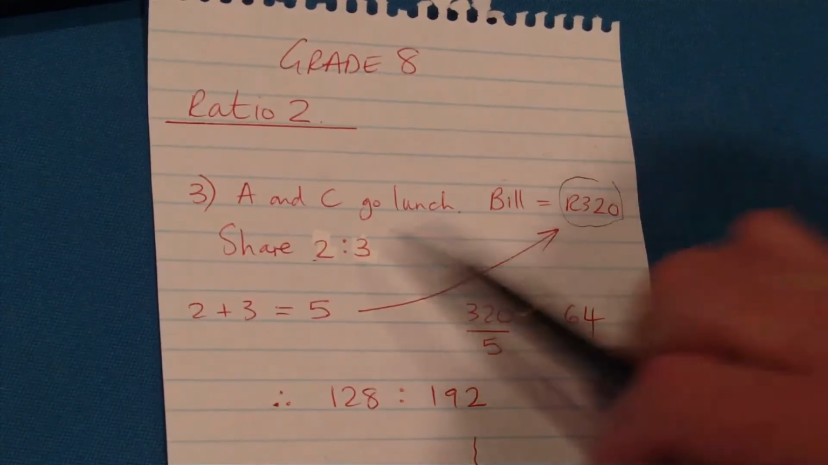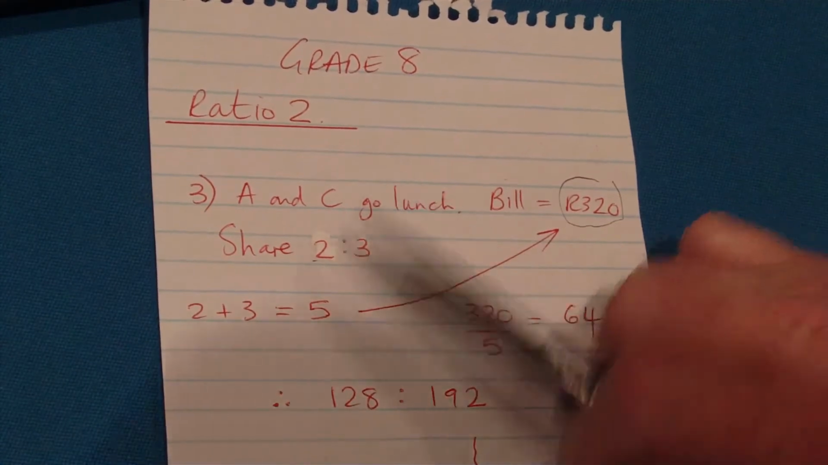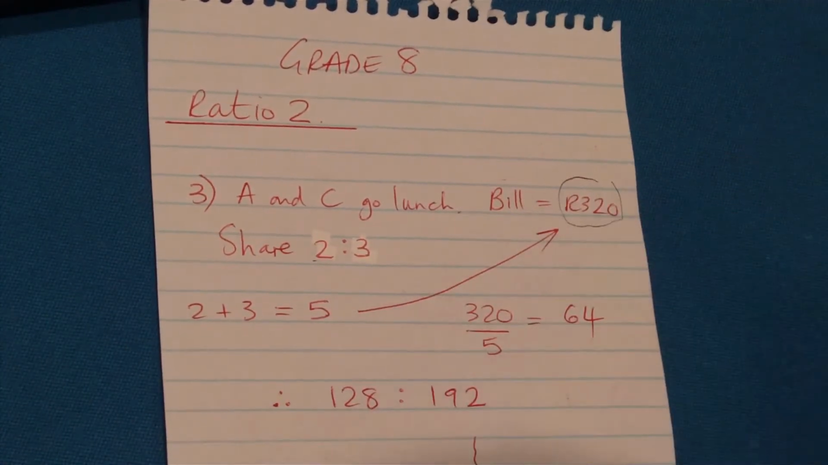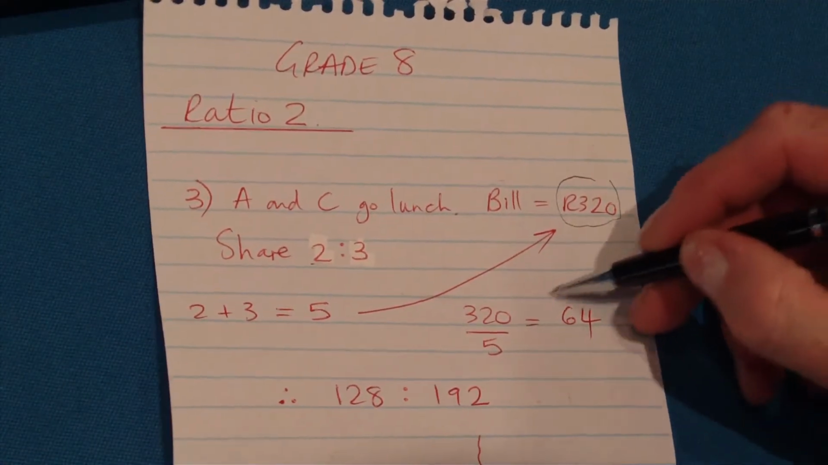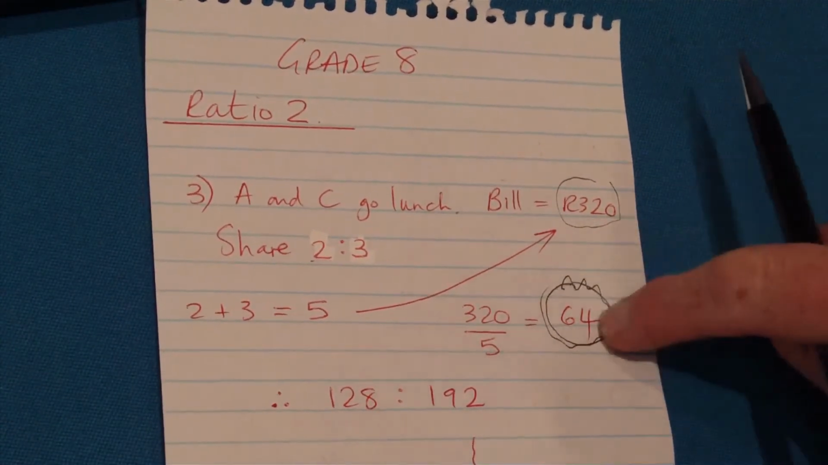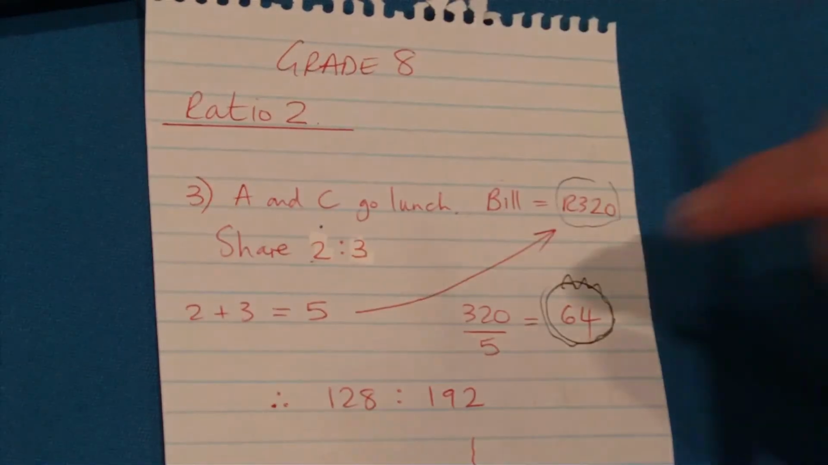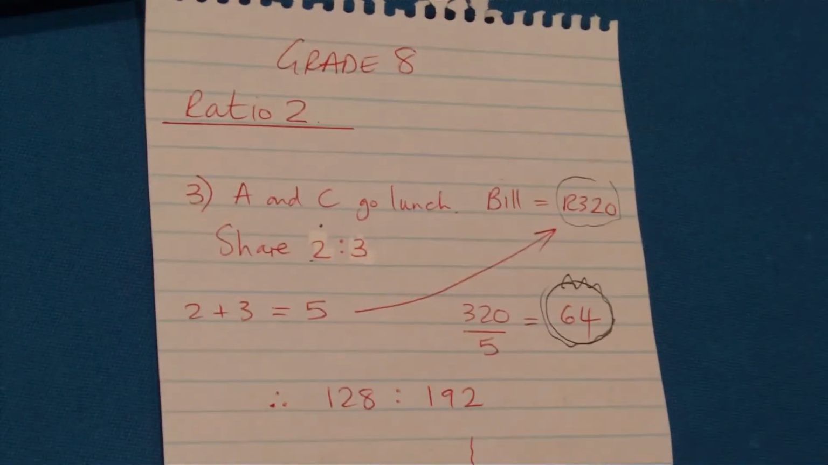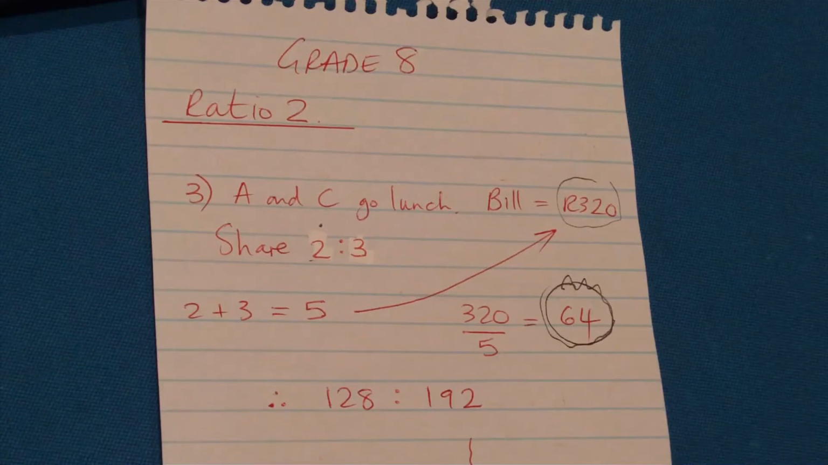So all you do is you add the two digits in the ratio, you get 5. How many times is 5 going into 320? 64 times. That's your magic number. So it'll be 64 times 2 and 64 times 3, which is 128 and 192.